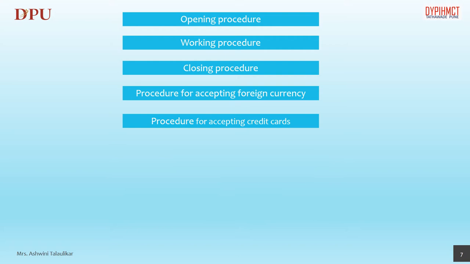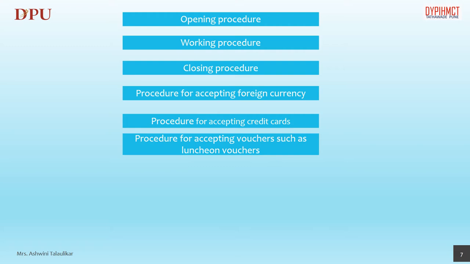Procedure for accepting credit cards. Which credit cards are to be accepted? How they are to be checked? Methods of processing credit cards for payment? Recording of credit vouchers, etc. Procedure for accepting vouchers such as luncheon vouchers. Which vouchers are accepted? How this is to be recorded?